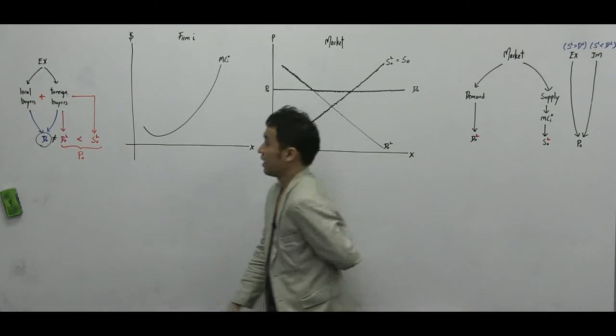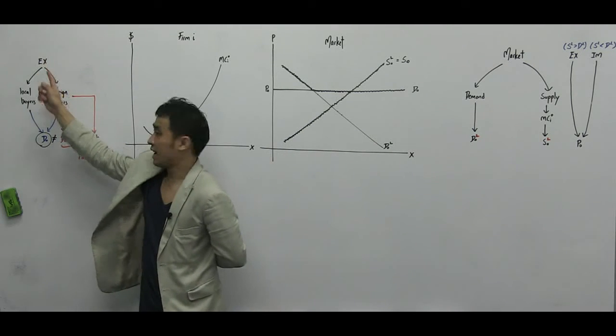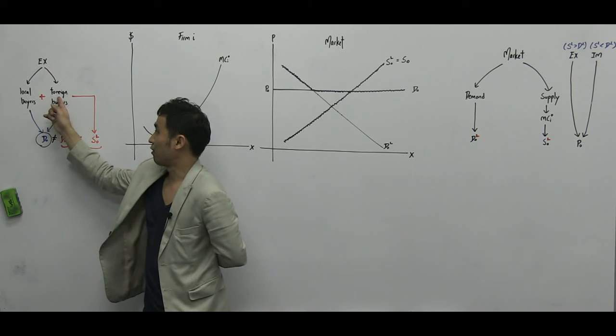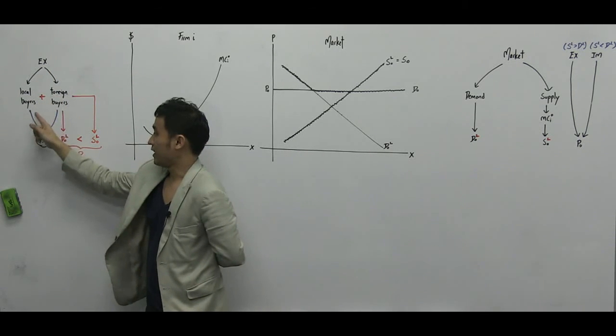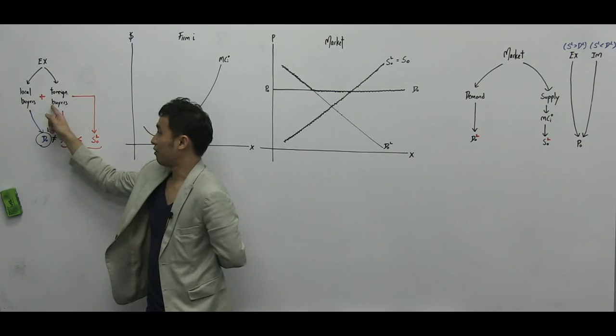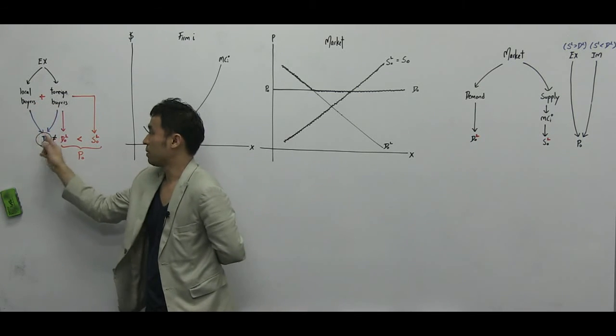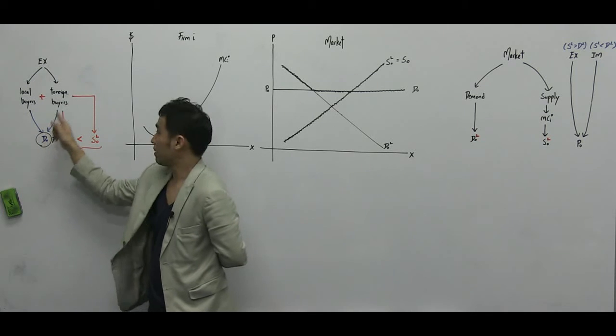Do you see this? Exporting industry, I include local buyer and foreign buyer. So when there are two, my market demand includes local buyer and foreign buyer. So this together, added up, will give me my market demand. But my local demand only what?